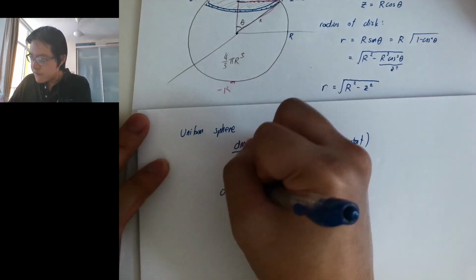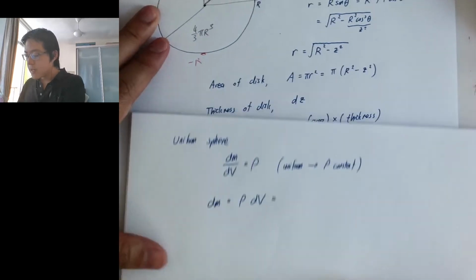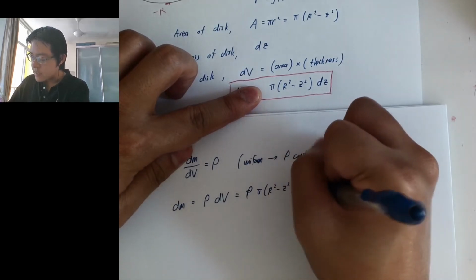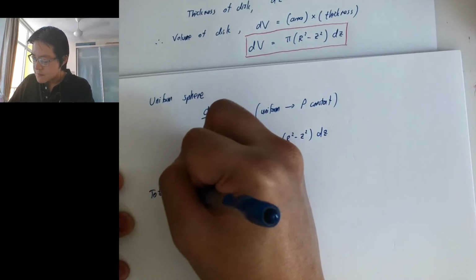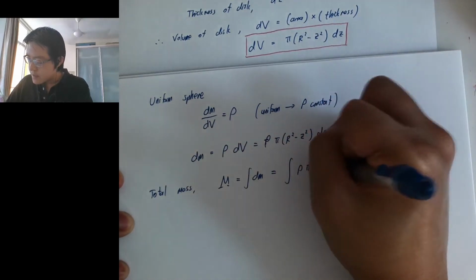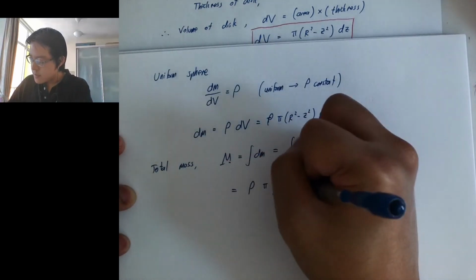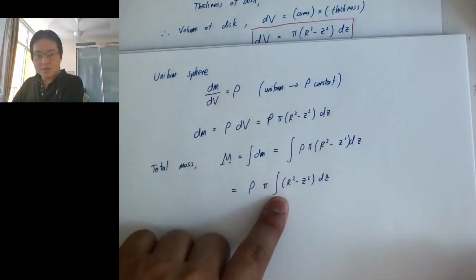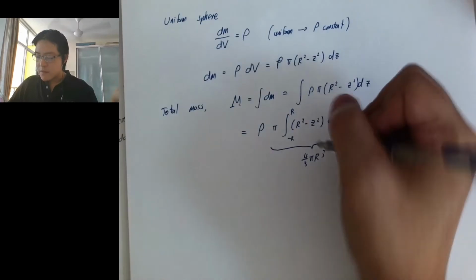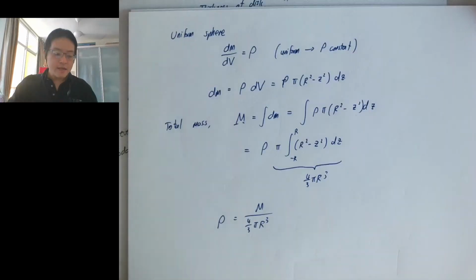Okay, so what is my formula for this thing? We got this and then dV, right? And our dV was all this stuff over here, which is pi (R square minus z square) dz. So the total mass is the integral of dm, so it's the integral of rho pi (R square minus z square) dz. Taking out the constant, we just did this integral from minus R to R, and this is the volume of the sphere, which we found to be 4/3 pi R cube. So in other words, we have found rho. Rho is just the mass over the total volume of the sphere, 4/3 pi R cube.